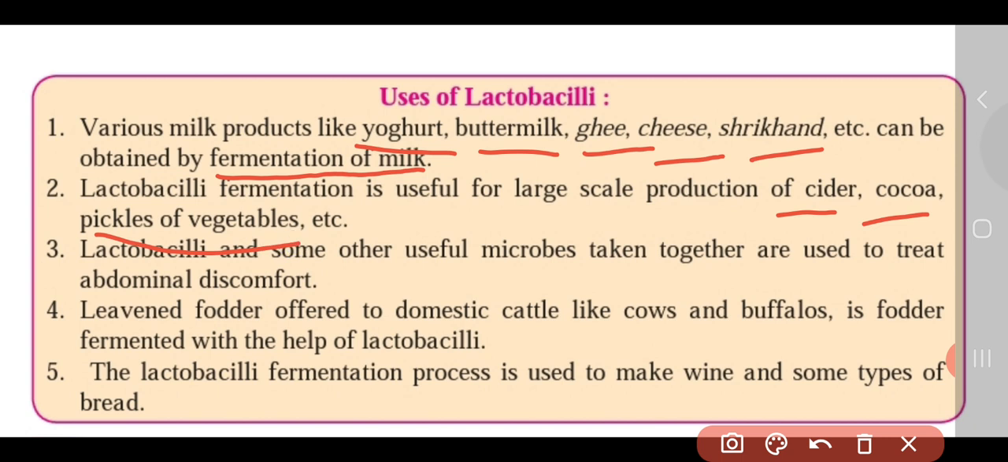Lactobacilli and some other useful microbes taken together are used to treat abdominal discomfort. So many times when anyone suffers from stomach pain or some discomfort in the stomach, like diarrhea or loose motion, the doctor recommends you to have yogurt or something made up of curd. Because they contain lactobacilli bacteria, and lactobacilli is a useful bacteria, and they remove the harmful bacteria from our body.